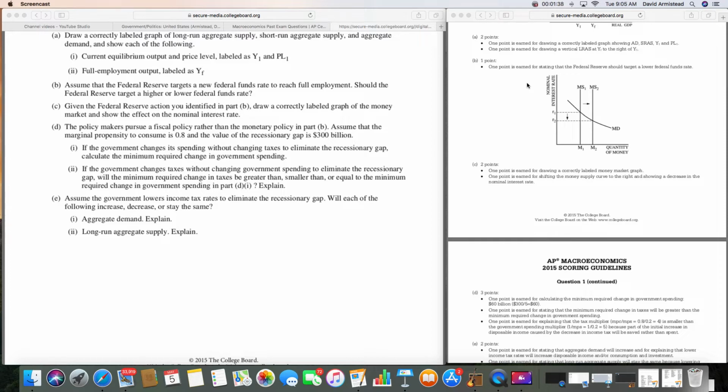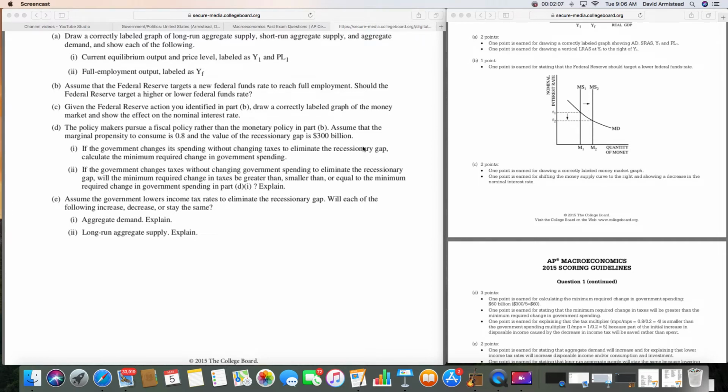Given the Federal Reserve action you identified in Part B, draw a correctly labeled graph of the money market and show the effect on the nominal interest rate. All right, so you draw the money market graph. I think you did this a couple days ago. You increase that money supply, showing that lower nominal interest rate. Now remember, it's nominal interest rate on this graph, but consider it the federal funds rate. All right, showing the interest rate going down. There you go.